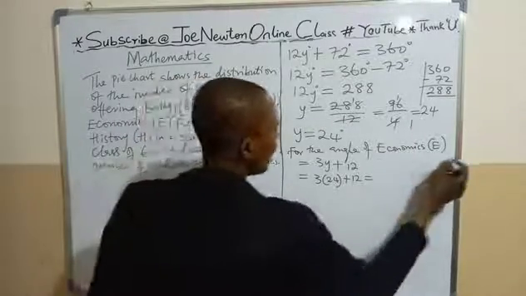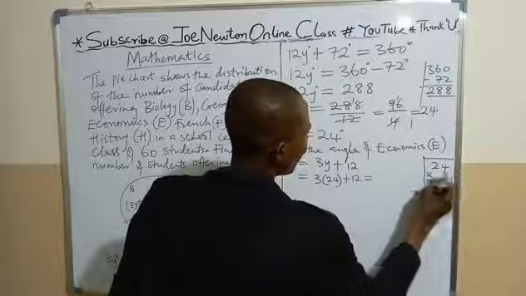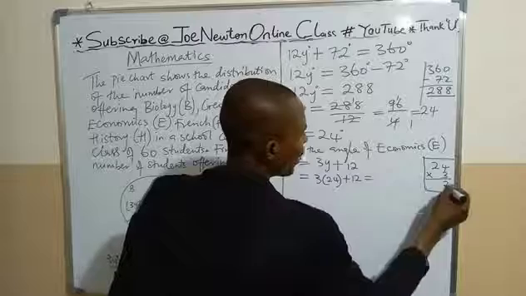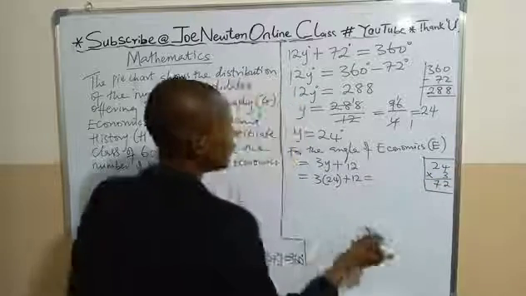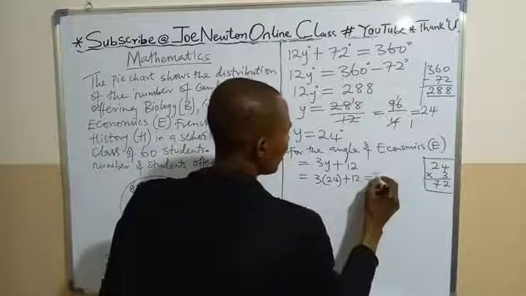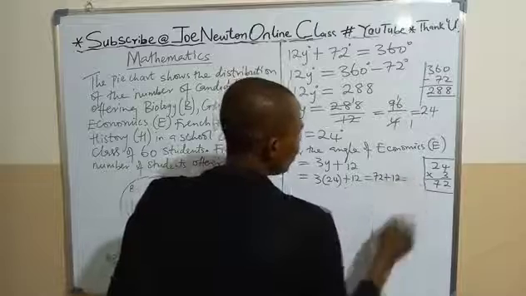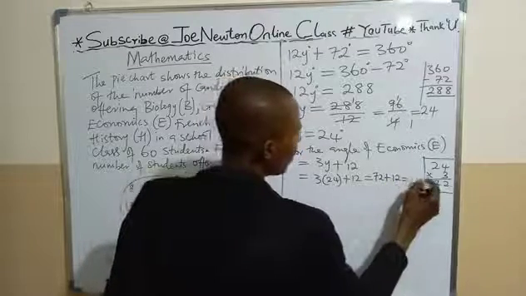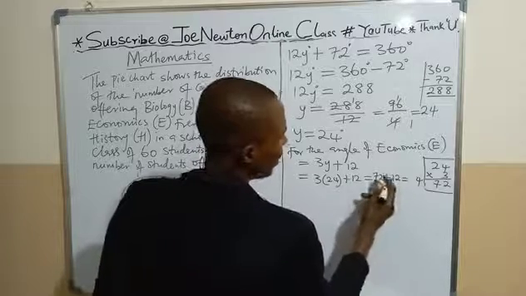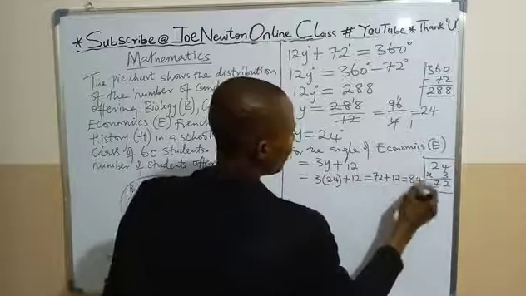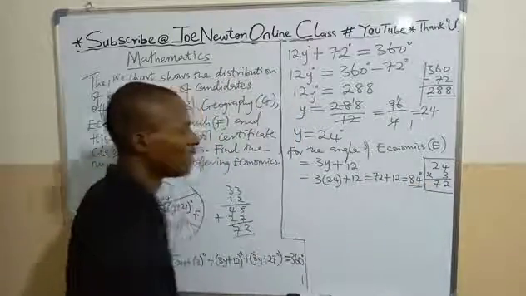We find out quickly: 24 times 3. 3 times 4 is 12, you write 2, carry 1. 3 times 2 is 6 plus 1, 7. We have 72. So this will give us 72 plus 12, which will give us 2 plus 2 here, have 4. Then 7 plus 1, have 8. It's 84 degrees. So the angle for economics is 84 degrees.